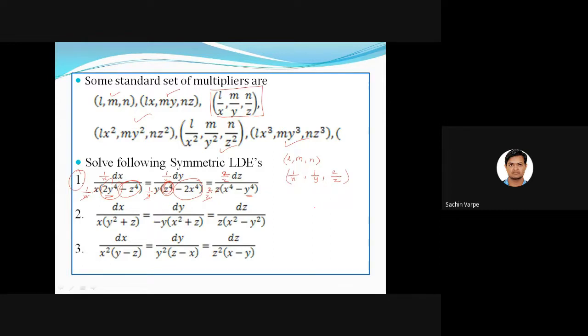Is this point clear? So with this set of multipliers, each of these ratios is equal to the fourth ratio. So how do I write? Just a minute, let me show you. Okay, how do I write here?